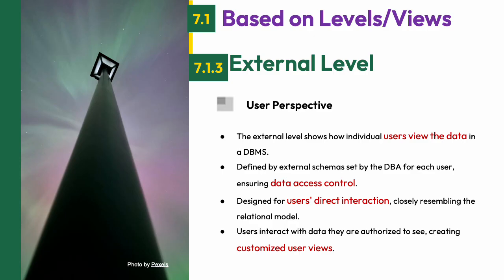By setting external schemas, the DBA can enforce access control, making sure that users cannot view or manipulate data they shouldn't have access to. This is crucial for maintaining data security and integrity. The external level is designed for direct interaction with users. It typically presents data in a way that closely resembles the relational model: tables, rows, and columns, making it intuitive and easy to use.